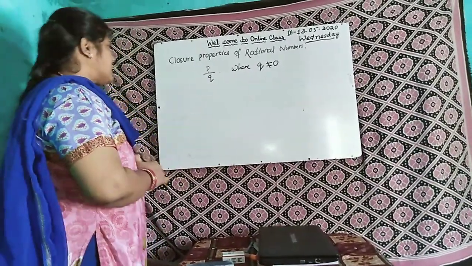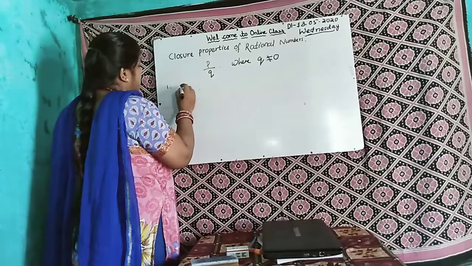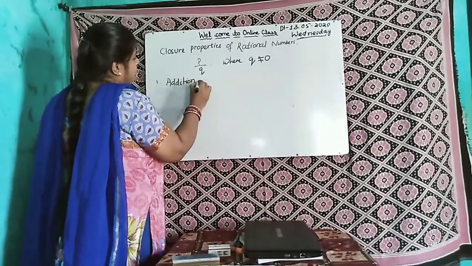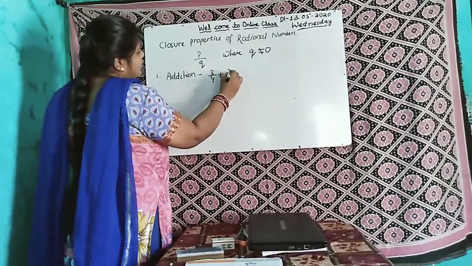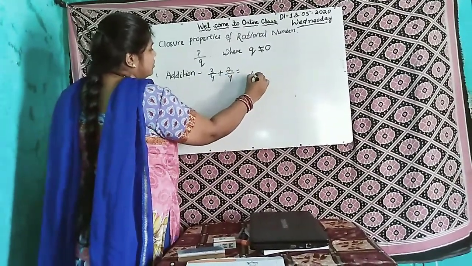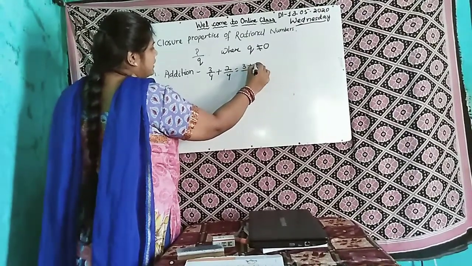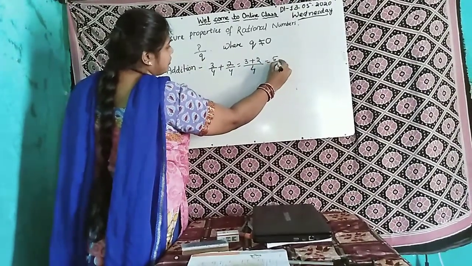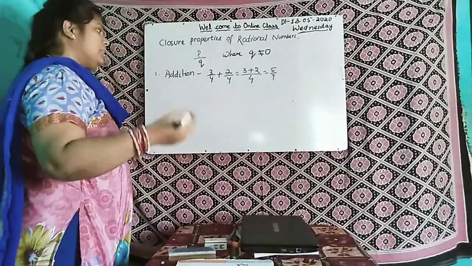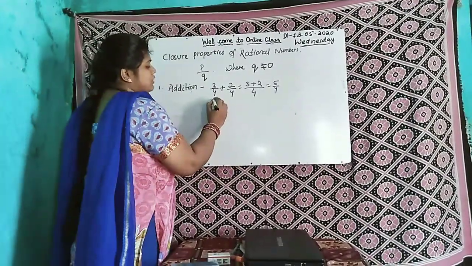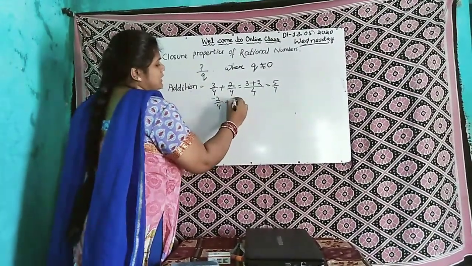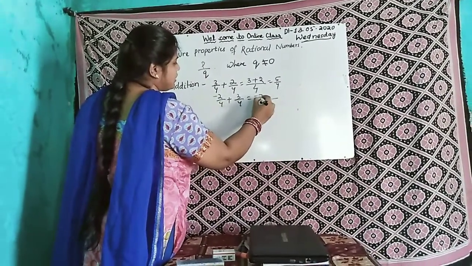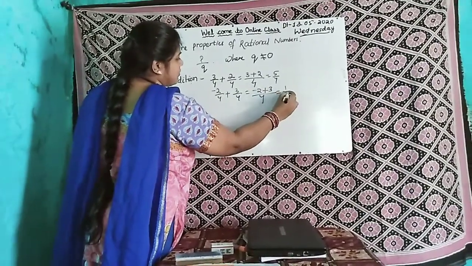Suppose two rational numbers, any two rational numbers. Under addition we see that first. Suppose 3 by 4 plus 2 by 4. The denominator is the same, 4, then the numerator is 3 plus 2, that is 5 by 4, which is a rational number. Another two rational numbers we can take: suppose minus 2 by 4 plus 3 by 4. The denominator is the same, 4, then the numerator is minus 2 plus 3, that is 1 by 4.